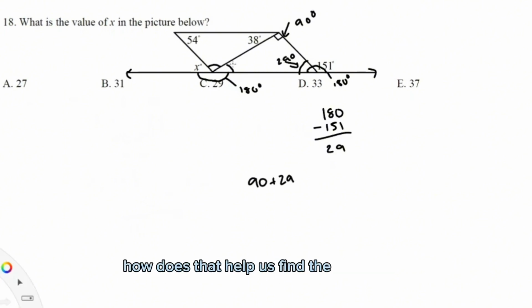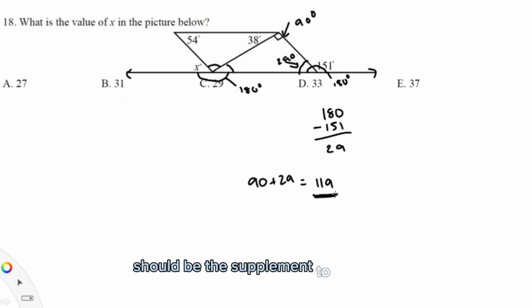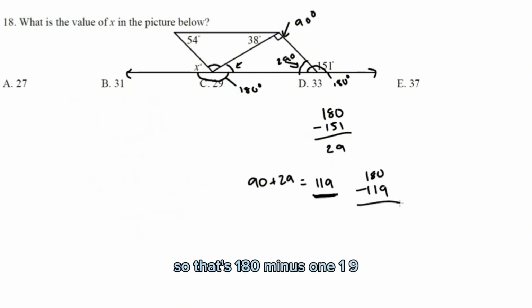How does that help us find the third angle? Well, in a triangle, all angles add up to 180 degrees. That means 90 plus 29 is 119. So the sum of these two angles right here, which is 119, should be the supplement to the angle which is right here. The supplement means that they add up to 180. So we can find the other one by subtracting this from 180. So that's 180 minus 119. That is 61. Alright, so now we know that this angle right here is 61.